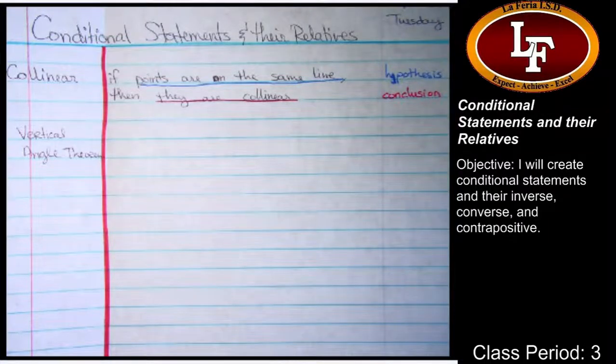If angles are what kind of angles? Vertical. Then they are congruent. If angles are vertical, then they're congruent. That sounds weird, so we're going to classify it. How many angles do we need? Two. So if two angles are vertical angles, then they are congruent.